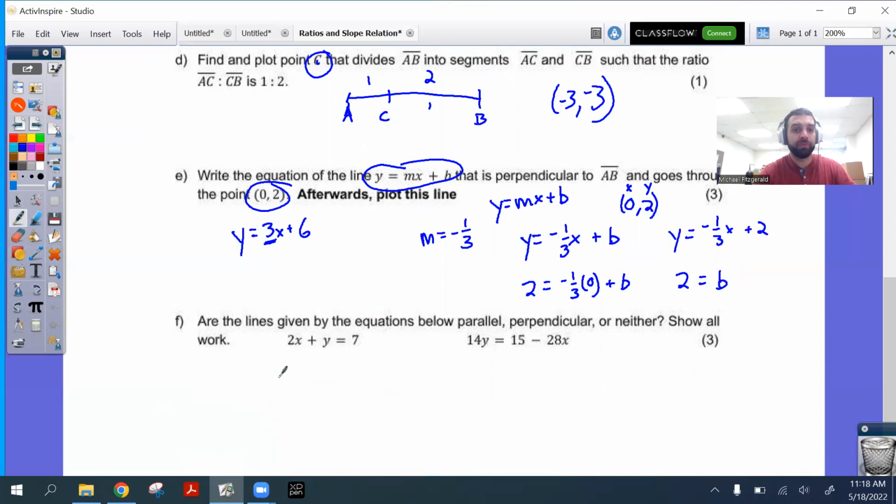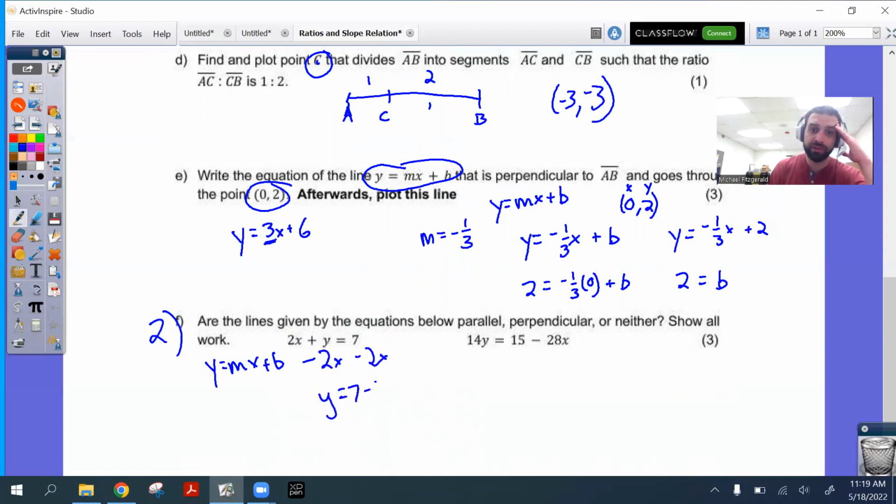Last one. This should have been listed as number 2 because it's separate. Are the lines given by these equations parallel, perpendicular, or neither? And we have to show work. To determine these, we want y equals equations, y equals mx plus b. With this one, to get mx plus b, I need to subtract 2x from both sides. So then we get y is equal to 7 minus 2x.